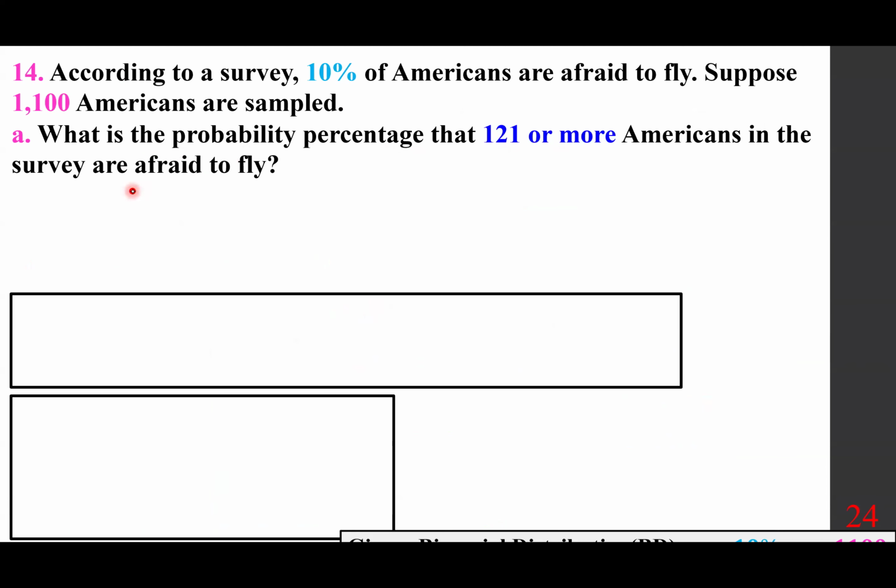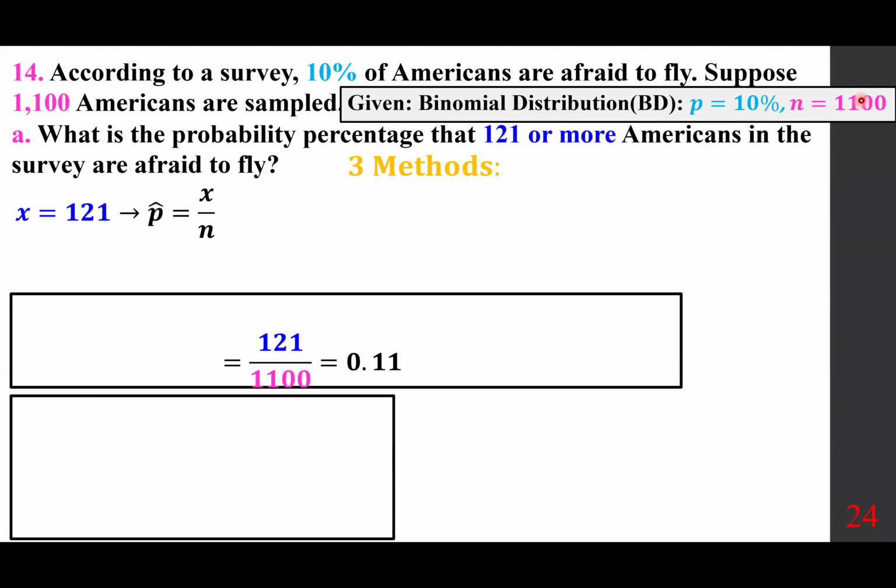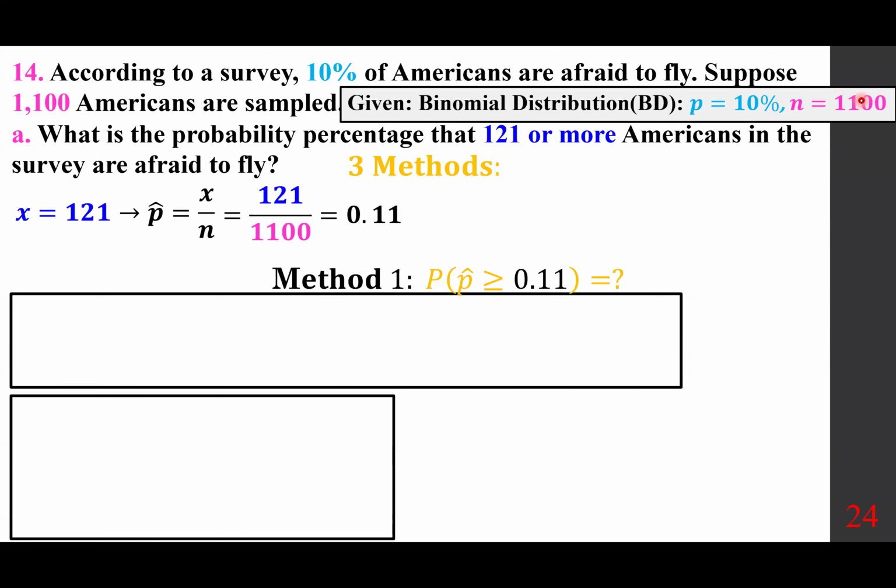Well, we are dealing with a binomial distribution. P is 10%, N is 1,100. So it's important to write the given. So having said that, we are looking at actually a few different methods where X is 121. So three methods. X is 121. P hat is X over N, which means 121 over 1,100, or 0.11. So we want the probability that P hat is larger than 0.11. That's one way to write it.